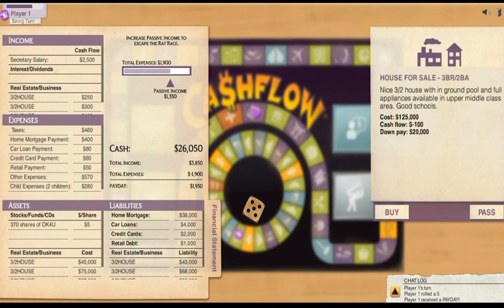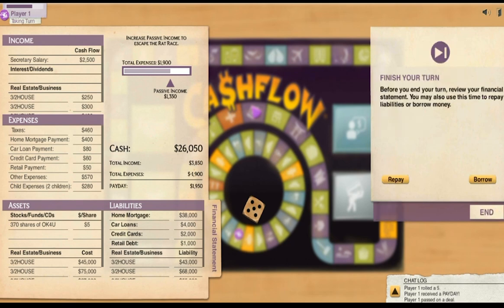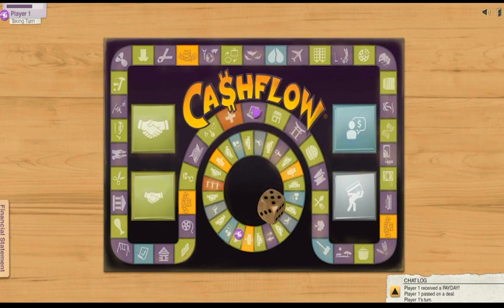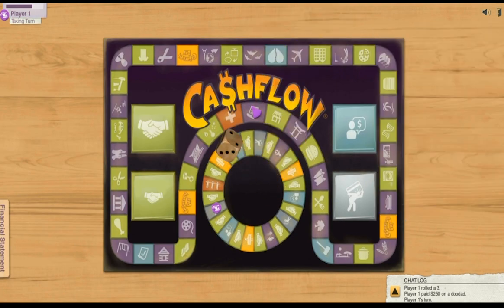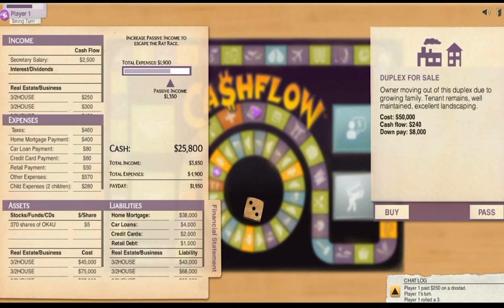Okay, big deal. Here, down payment, cash flow is minus, so it's not profitable, so I will pass. Now okay, it's a nice deal, because cash flow is okay, and down payment is only 8,000, and I have 25.